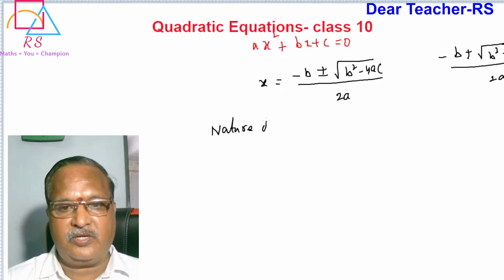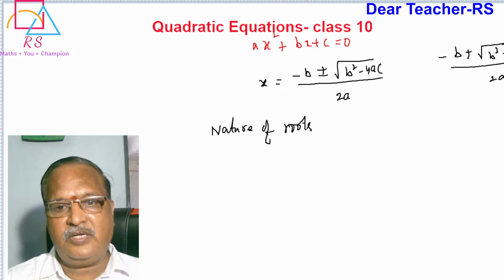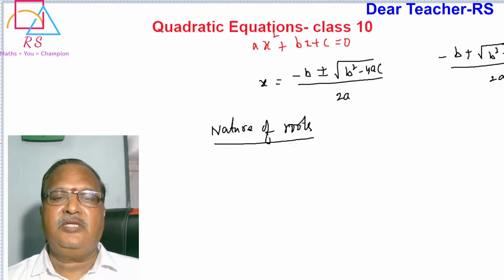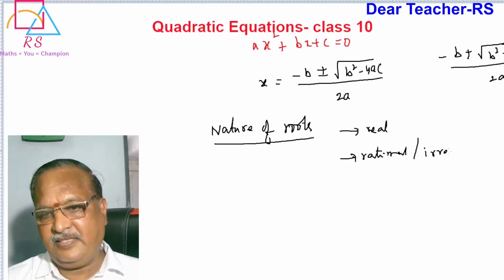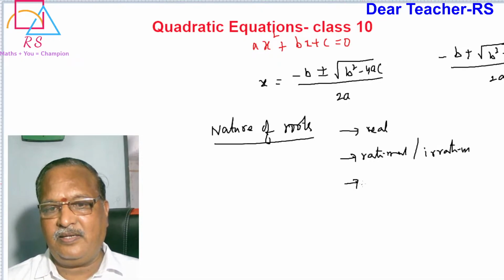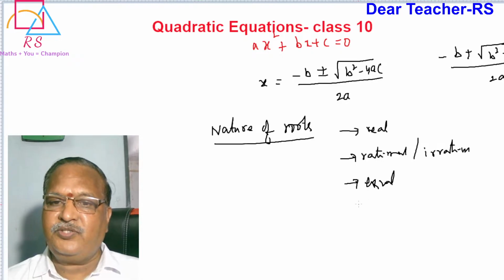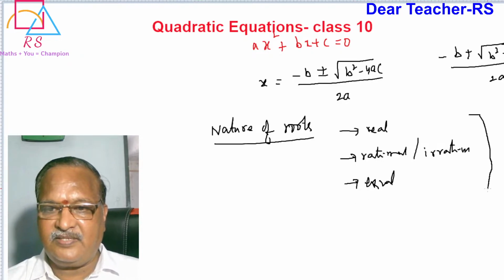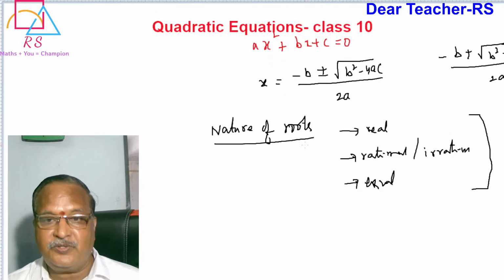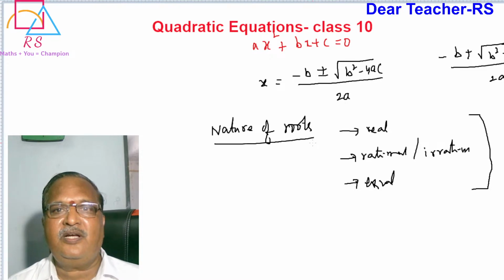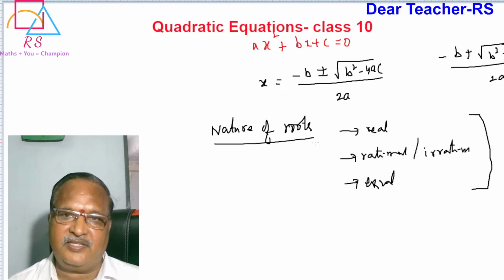Nature of the roots. This is the last concept you have to learn. Nature of the roots means, are they real? Are they rational or irrational? Are they equal? These are the things that will come in the nature. That means for the roots, the solutions, you have to identify whether they are real, rational, irrational, equal or unequal.